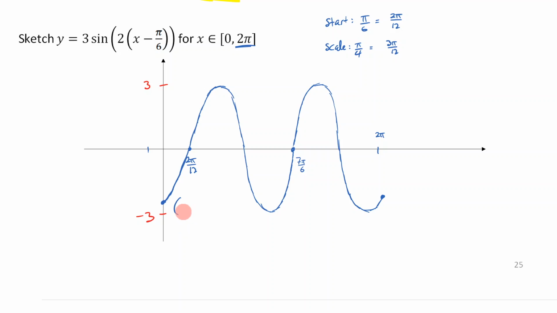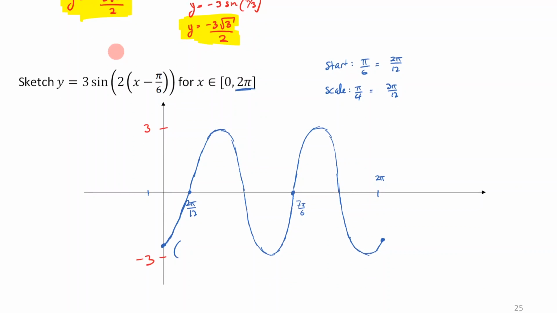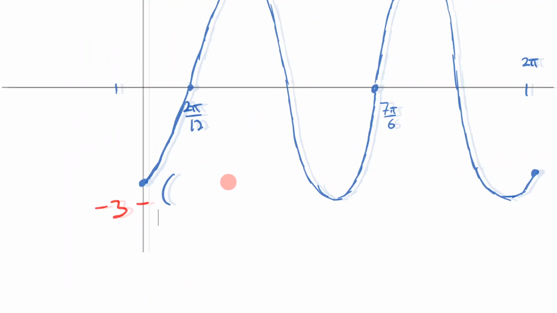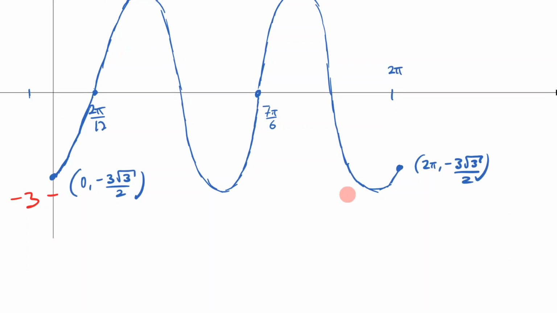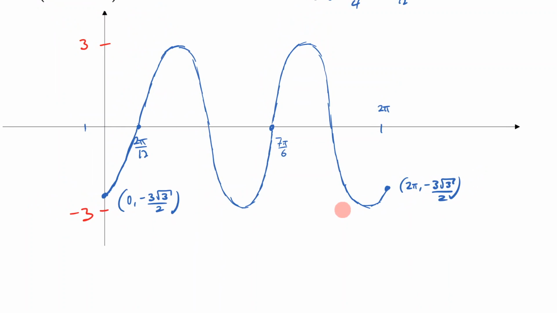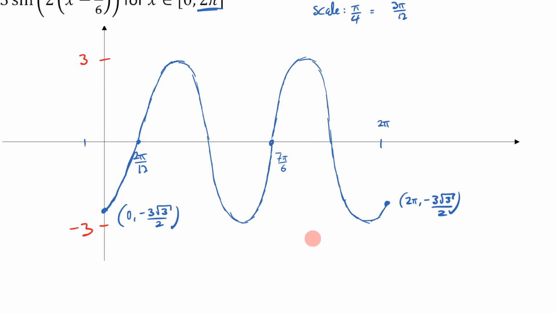We know what the y-intercept is going to be. It's going to be this, and so too with my endpoint. So this is going to be 0, negative 3, the square root of 3 on 2. And over here, this will be 2 pi, negative 3, the square root of 3 on 2. So you have to make sure that these are generally the same height, and they are. Perfect. All right, now there's one thing I have not done yet, and that is put in my intercepts.